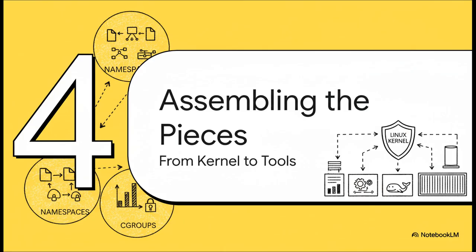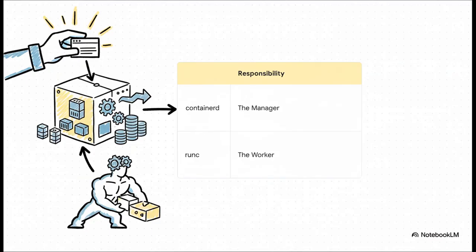So now, let's start putting these pieces together. Let's connect these low-level kernel ideas to the tools you actually use every day, like Docker. See, when you type a Docker command, you're not actually talking directly to the kernel. There's a really nice, clean separation of jobs here. You've got this thing called containerd, and it acts like the manager. It's the boss. It handles things like pulling down images and managing the whole life of the container.